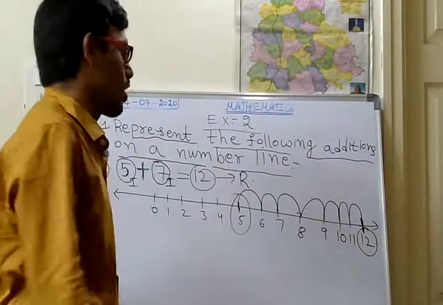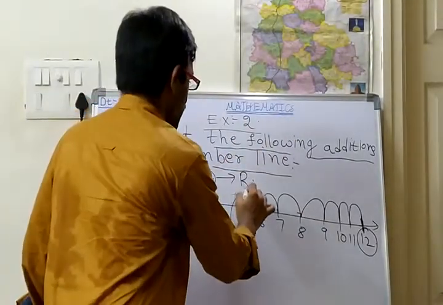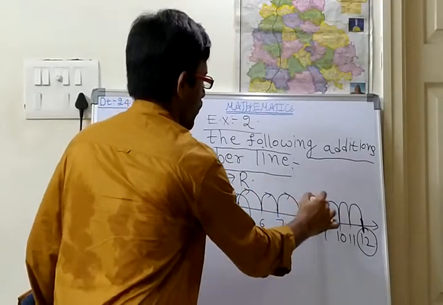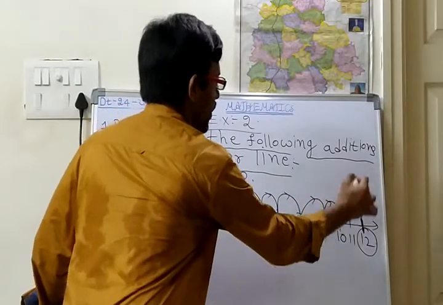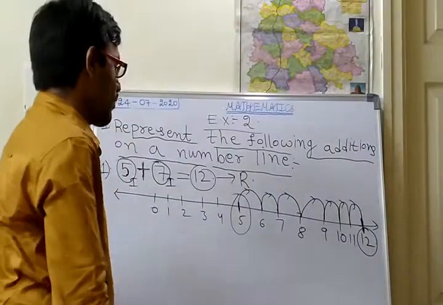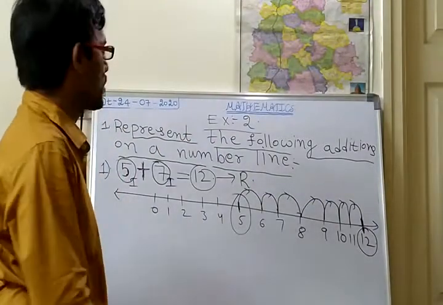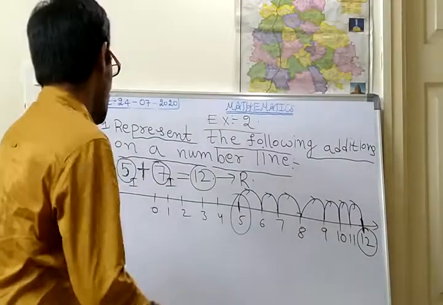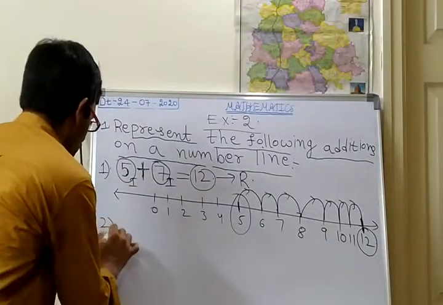So like this you have to do. Directly you are not supposed to draw. Like this you have to draw, without skipping any number. Okay. So this is the addition of a positive integer to the positive integer. So one more problem is there.